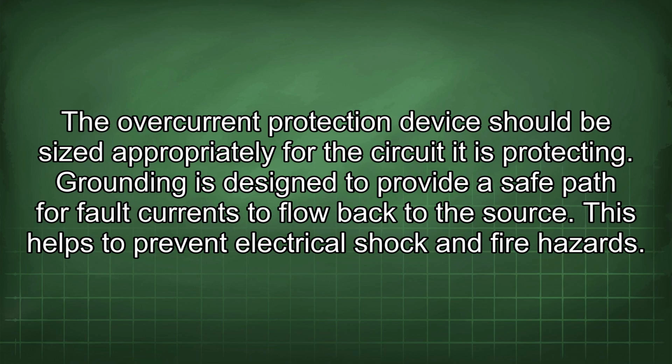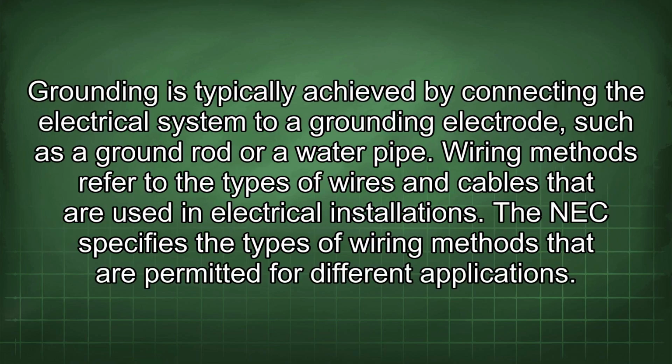Grounding is designed to provide a safe path for fault currents to flow back to the source. This helps to prevent electrical shock and fire hazards. Grounding is typically achieved by connecting the electrical system to a grounding electrode, such as a ground rod or a water pipe. Wiring methods refer to the types of wires and cables that are used in electrical installations.